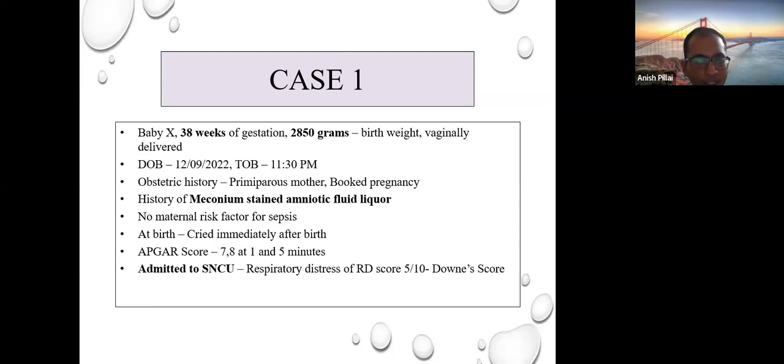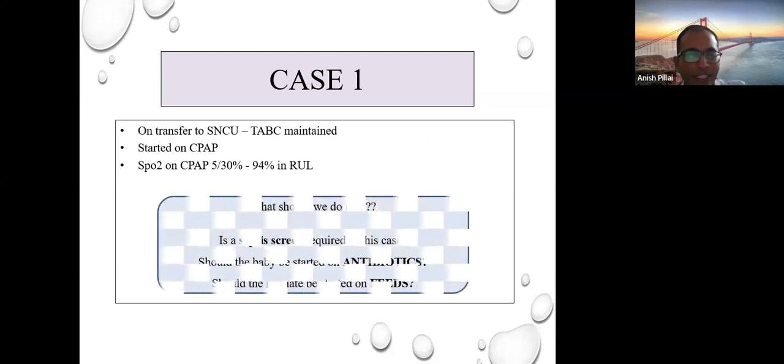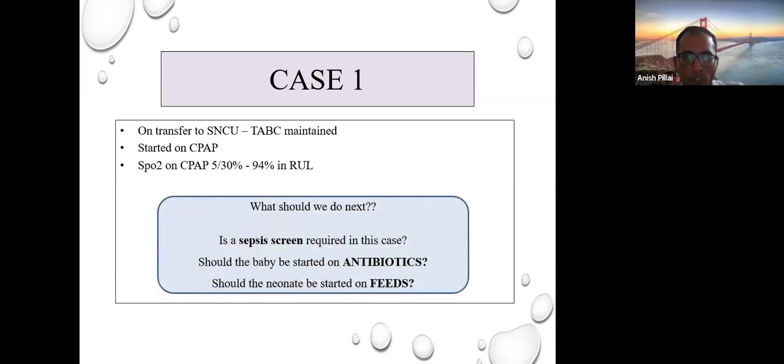There is a moderate distress. The Downes score is 5/10. On transfer, the temperature, airway, breathing, circulation was okay. And because of the grunting and the Downes score, the baby was started on CPAP. Reasonable CPAP settings, PEEP of 5, FiO2 30%, and saturation is 94%. Now, what is the next thing we should do?